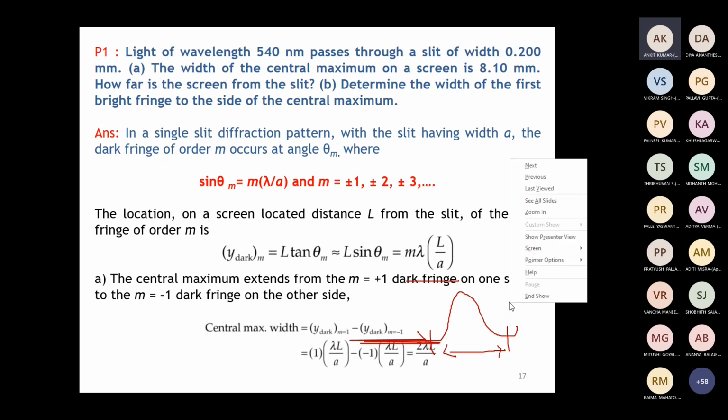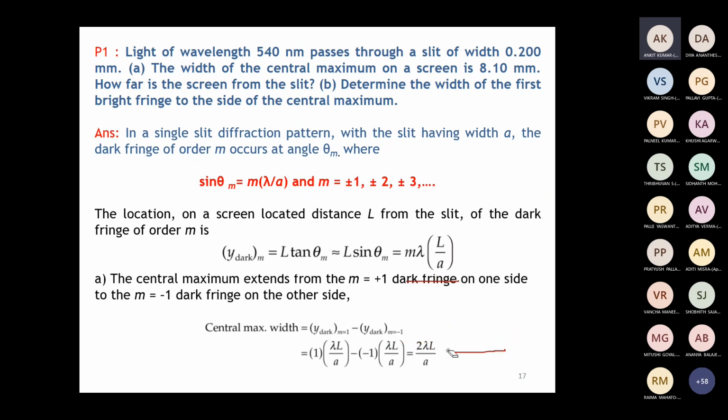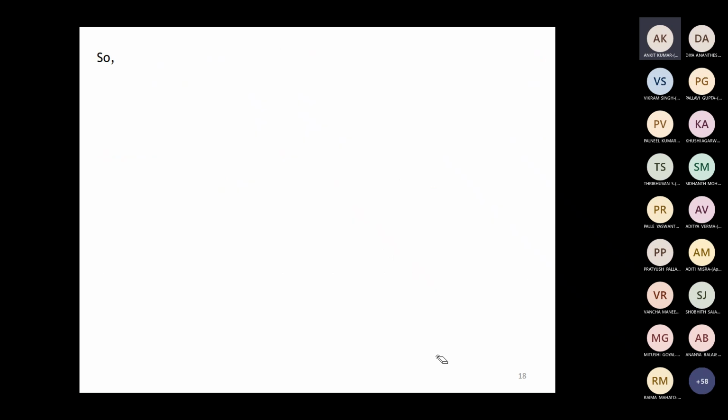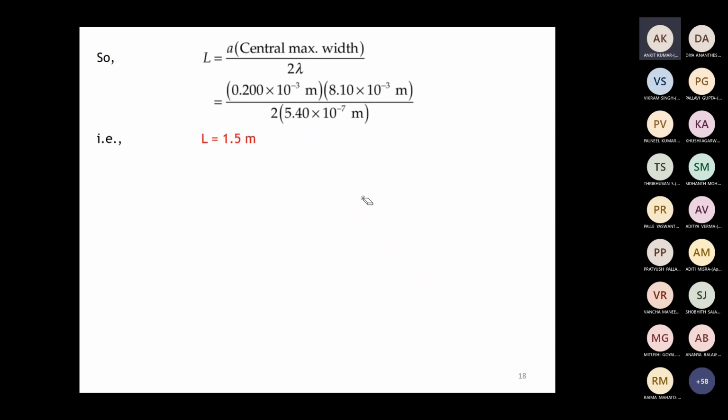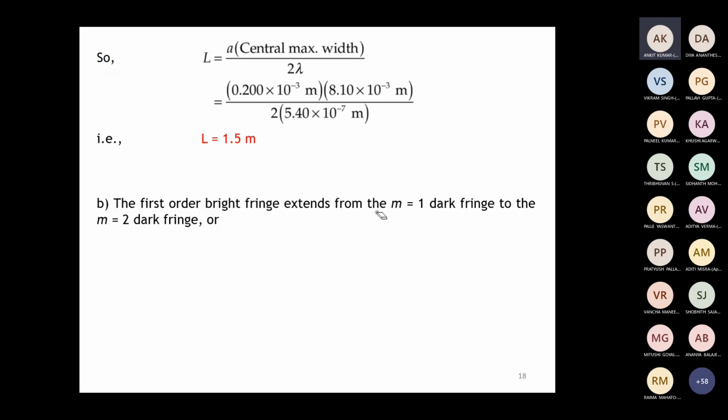So you have the central maximum width equal to y_dark(m=1) minus y_dark(m=-1). In that case, it will be 2λL/a, and you have the width. L is 1.5 meters, and a is the slit width. The central maximum width is already given over there. That is part 1.